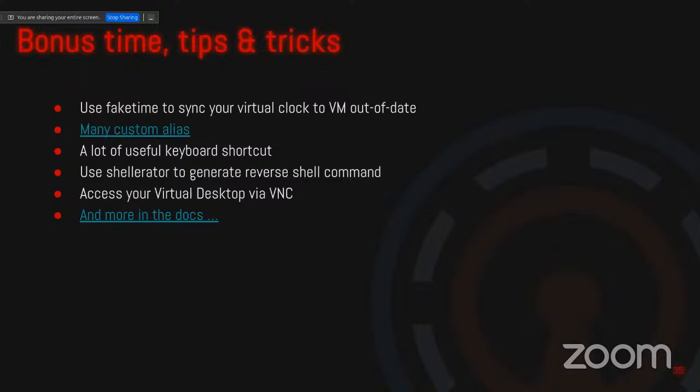So that's a lot of custom aliases to go further, to go faster, and to have new features. There are also some keyboard shortcuts. The most important one is the fuzzy finder for the command history, but there are some others available in the documentation. We have some tools to generate reverse shells. You can access the virtual desktop through VNC and so much more.